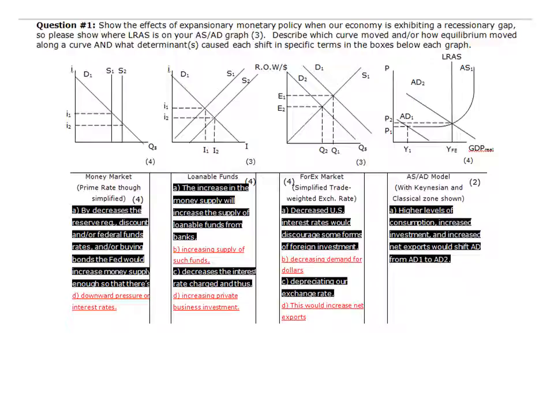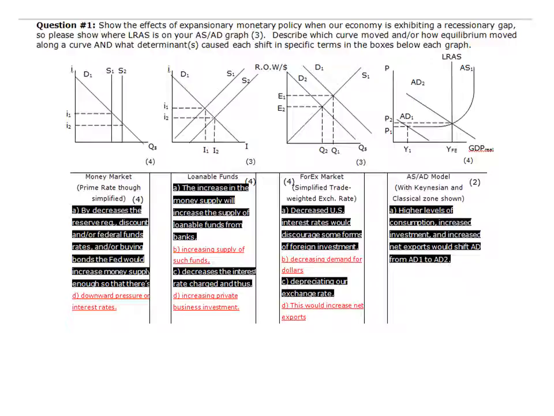And note that it asks you to put LRAS in a position and AD and AS in a position to show a recessionary gap. You're asked also to fill in all of the graphs and the appropriate movements, as well as discuss down below exactly what caused the changes, which determinants were involved, and why things moved and how they moved, and the results from each of the markets above.